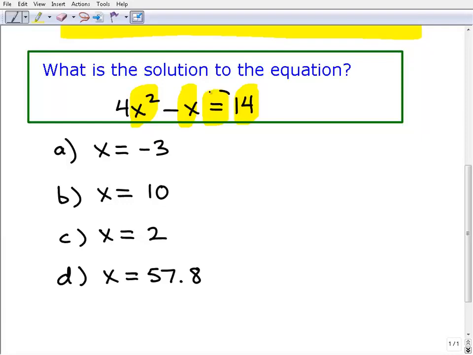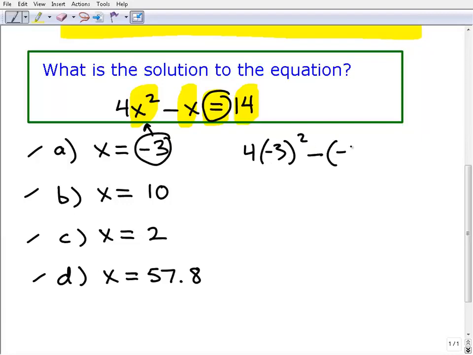If I have an equation and one of these is the correct answer, all I need to do is check. So let's start with -3. I'll plug it in, and when I plug it in, I want to use parentheses. So I'm going to plug it into the equation and just check. It's going to be 4(-3) squared minus (-3) equals 14.